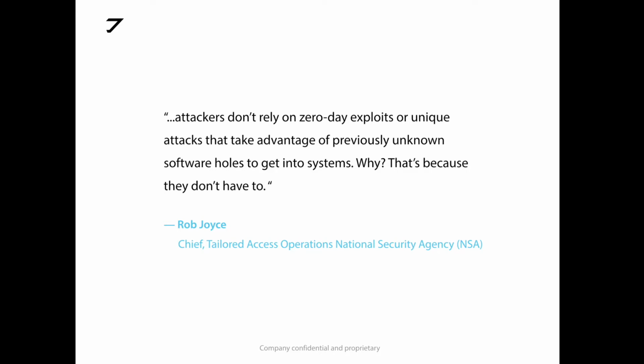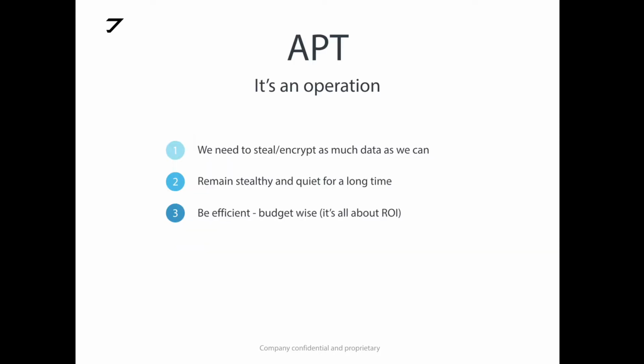See, APT is an operation, and we, the attackers, need to steal as much data as we can, or even simpler, encrypt it from within the corporation, remaining stealthy for as long as we can. And keep in mind the most important thing, the budget. It's a business. And at the end of the day, it's all about ROI. Therefore, in addition to being stealthy and quiet for a long time, we also need to be efficient.